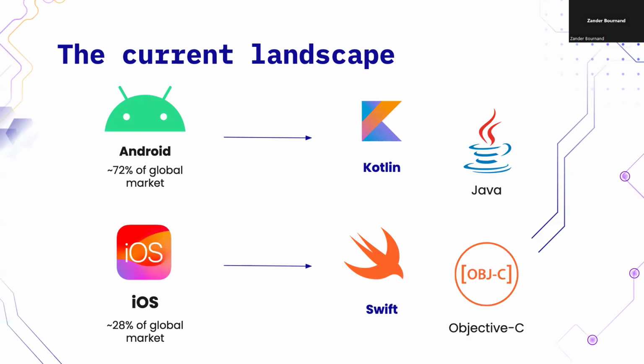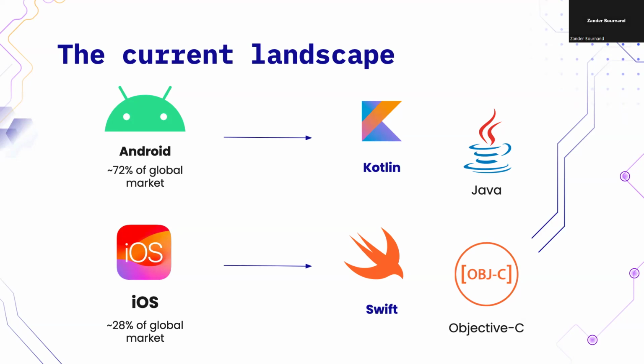So what is the current landscape of mobile development? I was actually kind of surprised by the stats. 72% of the market is Android. And what Android mainly uses is Kotlin and Java. Java is the old way of doing it, and Kotlin is a new language developed around 2010. Java is from around the late 1990s, I believe. And that is for Android.